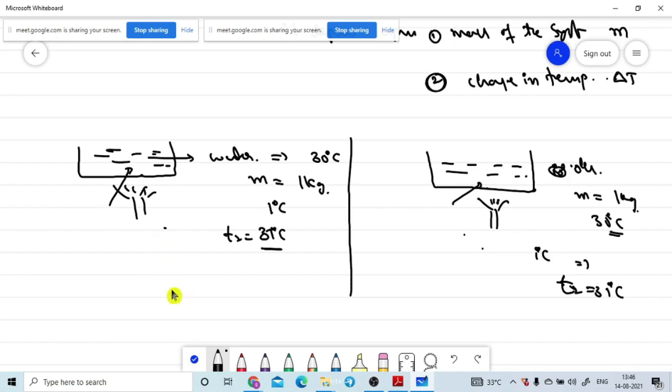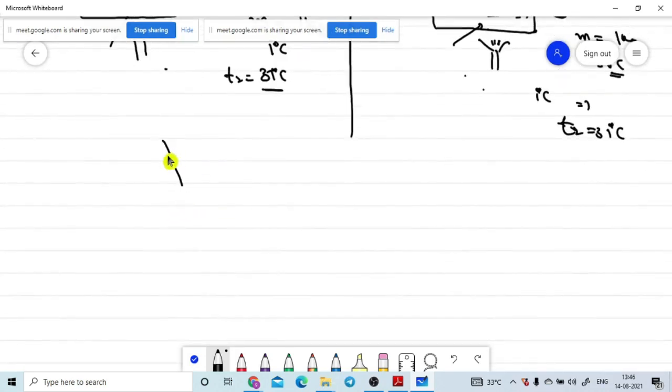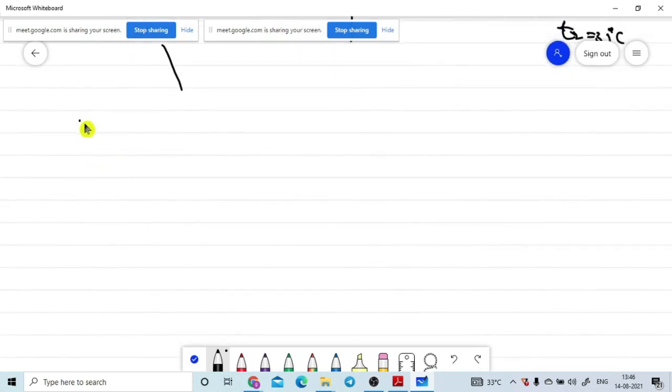That means one of the physical quantities defines that each system will need a particular amount of heat energy to rise 1 degree centigrade. Are we getting or not? Yes, sir. That physical quantity only we are going to discuss. That physical quantity is named as heat capacity.